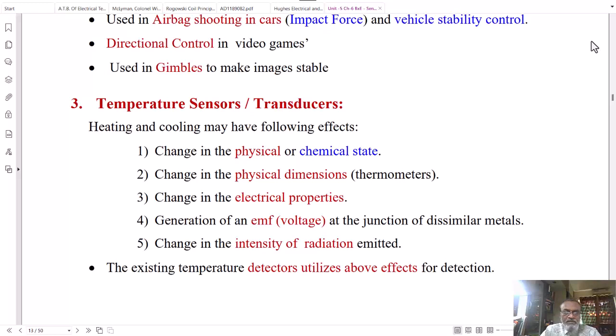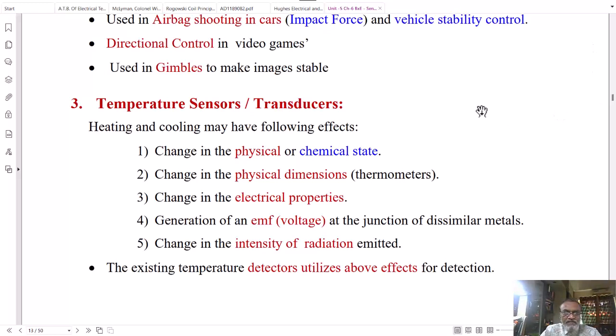Today we are going to discuss the temperature sensors and transducers. The temperature sensors are the sensors which can be used for sensing the temperature of an object or atmosphere and provide an output which is proportional to the temperature. This output is probably in terms of voltage or current.